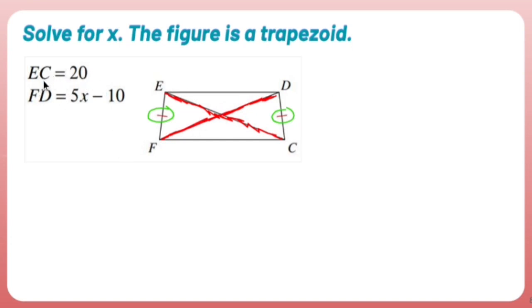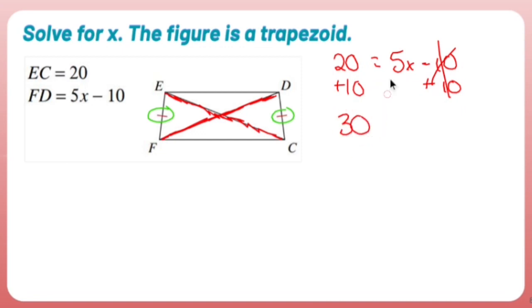So since it gives us EC and FD, I could set those guys equal to each other. So EC is 20, FD is 5x minus 10, and I have a regular two-step equation. Okay, 5x minus 10, let's add 10 to both sides, cross it out. 20 plus 10 is 30. Drop down the equal sign, drop down the 5x.